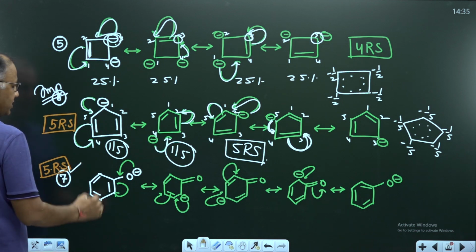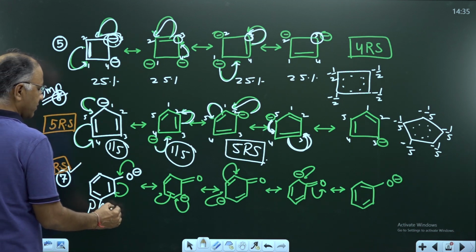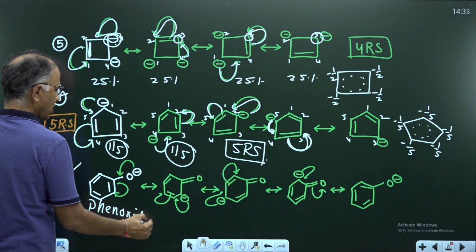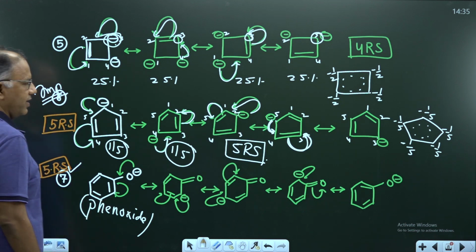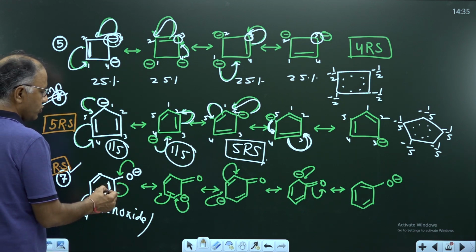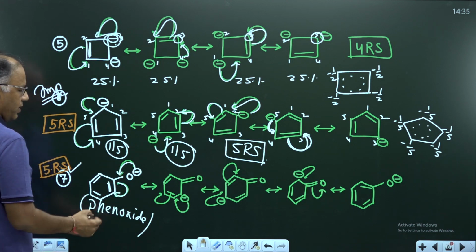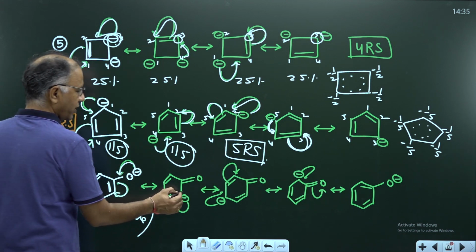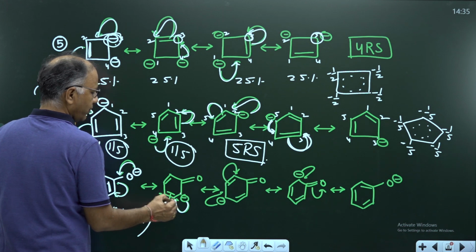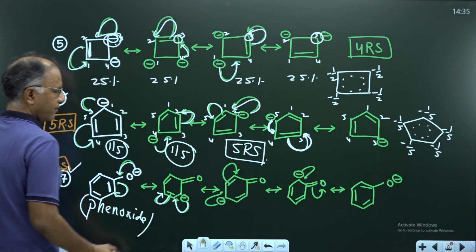Now in example 7, it is a phenoxide ion. How many RS of phenoxide are there? 5 RS. The double bond conjugation with lone pair. Lone pair convert into pi bond convert into lone pair. This means negative charge moves toward ortho. Again lone pair and pi bond.